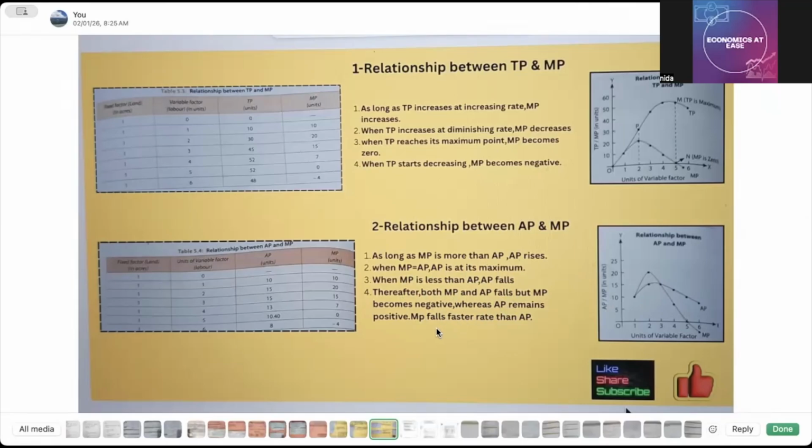So with this we came to the end of this whole chapter, and in the next video we are going to do the unsolved practicals of this chapter from the book.